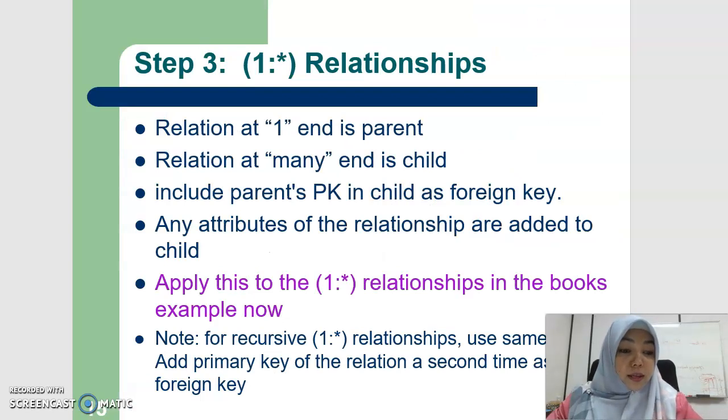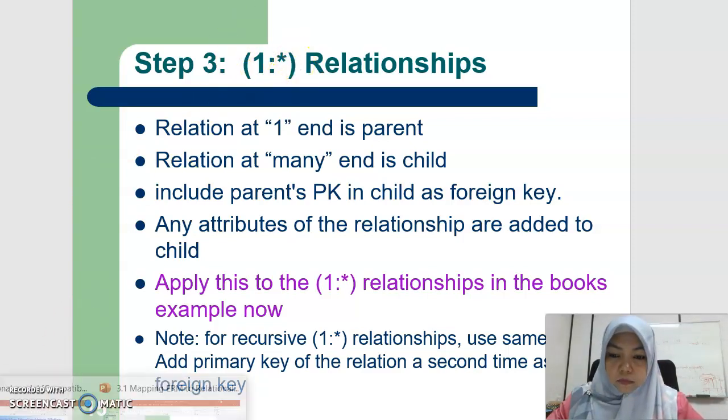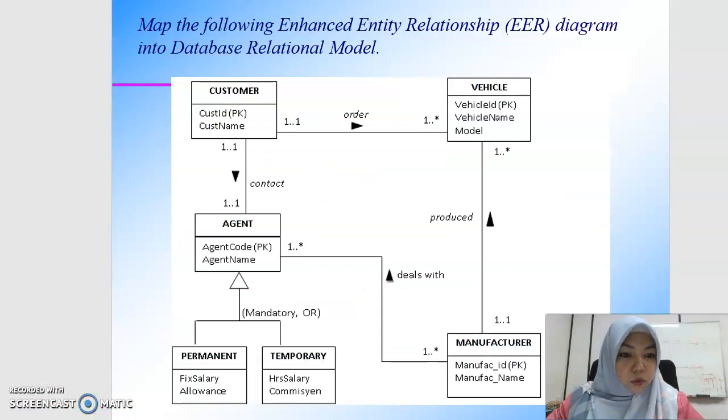So we go to the next step, step 3. For step 3, we start to map the relationships. So we are going to look for one-to-many relationships. In this ER diagram, how do you identify a one-to-many relationship? You see the relationship here. So here is the participation and cardinality. You see the cardinality here.